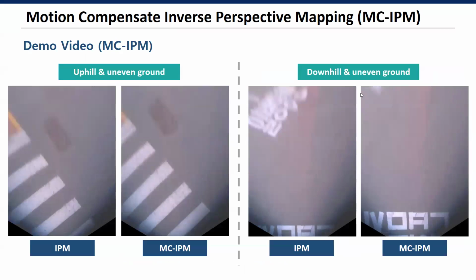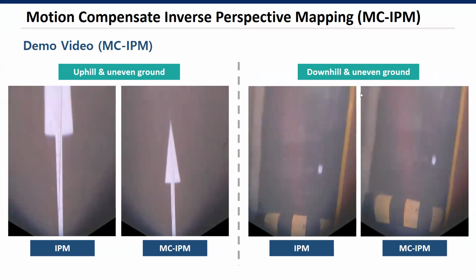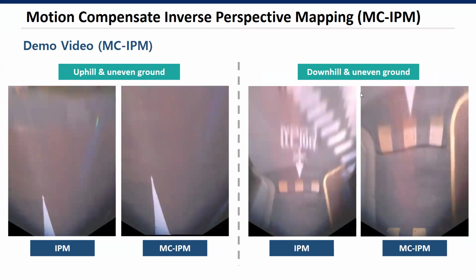Here is the demo video of Motion Compensate IPM. The video shows the result for uphill and downhills as well as areas of temporarily uneven ground such as speed bump.